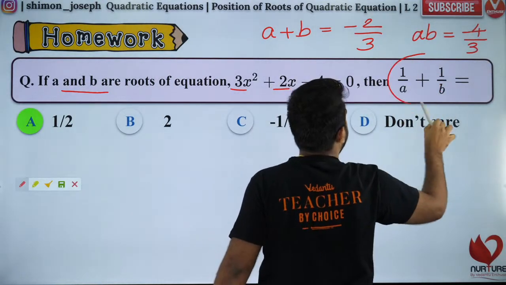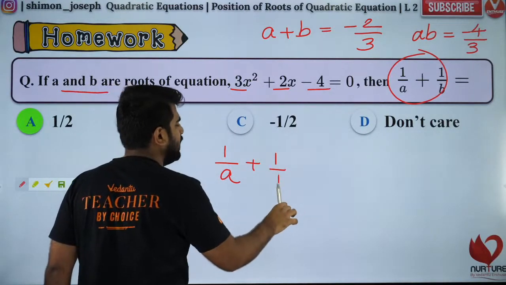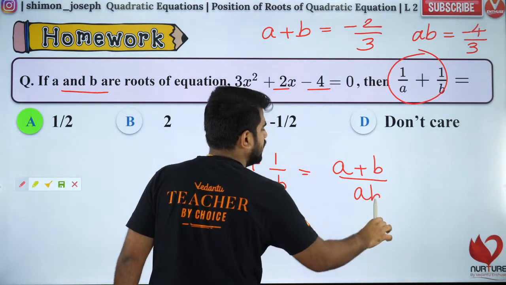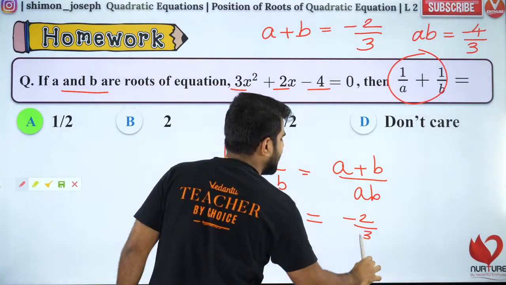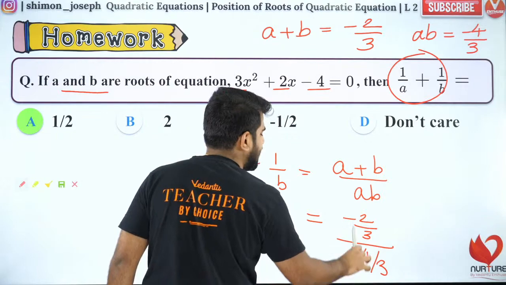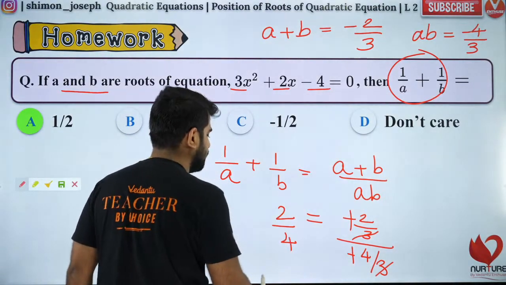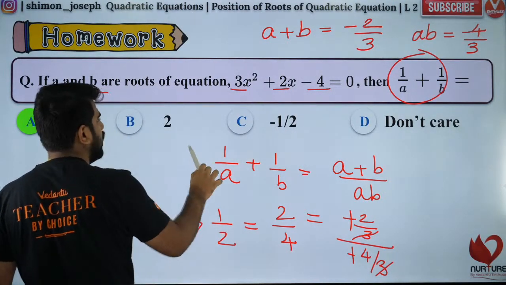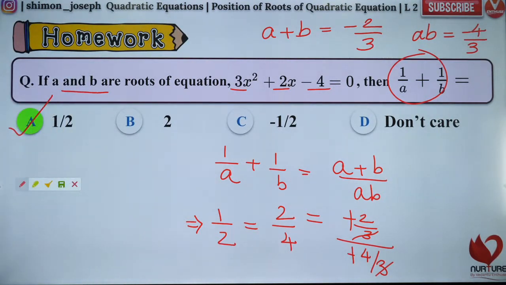And what do we want to find? We want to find 1 by A plus 1 by B. So what is 1 by A plus 1 by B, my dear boys and girls? It is equal to A plus B by AB, isn't it? So A plus B by AB means what? A plus B is minus 2 by 3 divided by AB is equal to minus 4 by 3. Are you all clear with it? So minus and minus will get cancelled. 3 and 3 will get cancelled. So I will get 2 by 4. So 2 by 4 is equal to 1 by 2. And that is my answer. I hope all of you are clear with it. So that is nothing but option A. Are you all clear with it? Everybody?